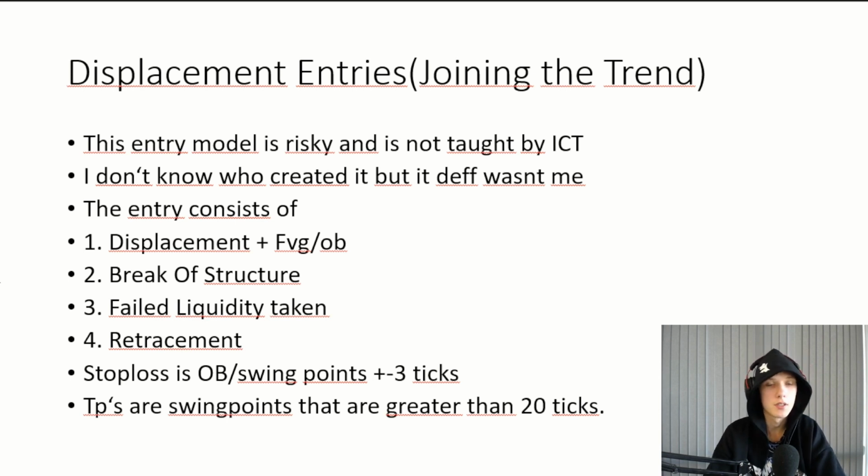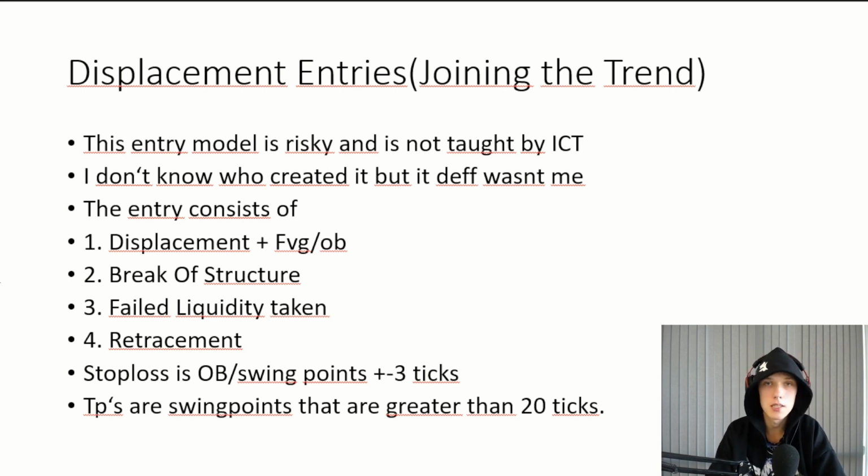So this entry consists of a displacement, that is a displacement high and a displacement low, with a fair value gap or an order block inside those 2 points. It then has to have a break of structure, not a market structure shift. However, if you do get a market structure shift, that's much more ideal than a break of structure. Then 3 is failed liquidity taken.